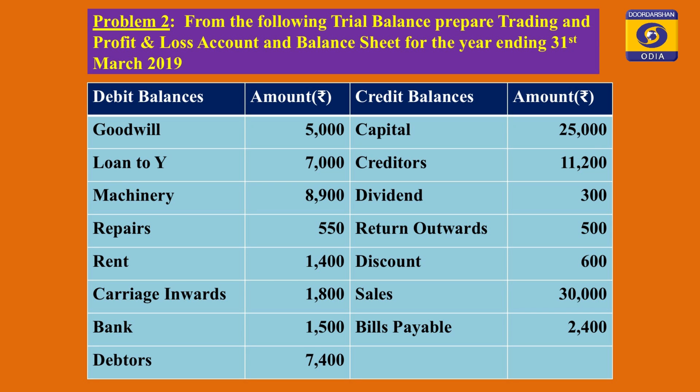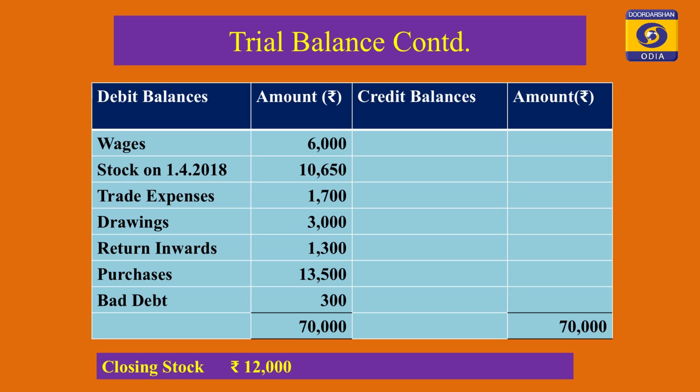Sales, the amount of sales given to us is 30,000. Bills payable given to us is 2,400. Now, so the total of the debit balances and credit balances given to us is 70,000. You are also given the value of closing stock outside the trial balance, that is given rupees 12,000. So, are we all ready to go for the solution? So, let's take a look at the solution.